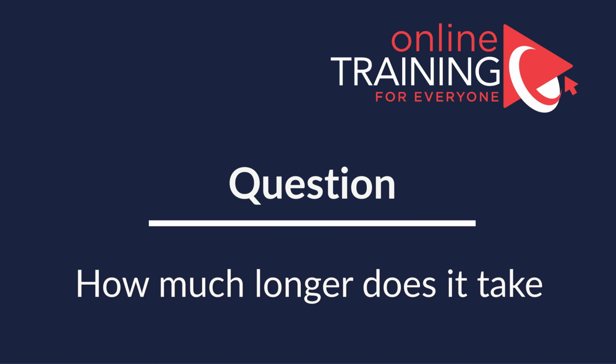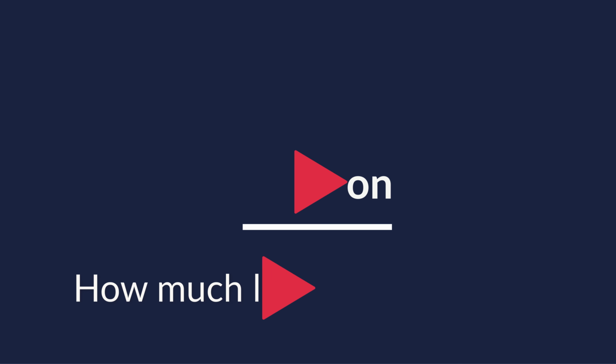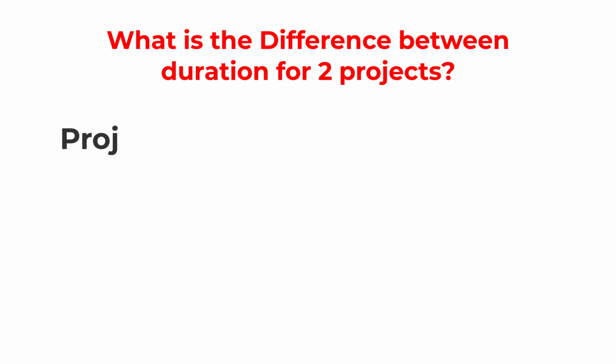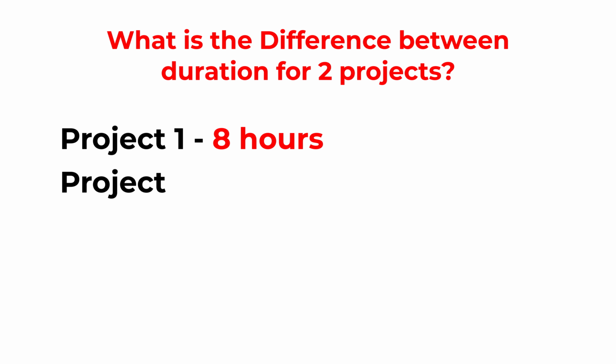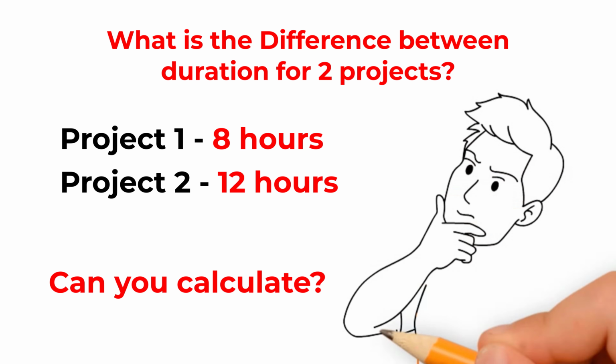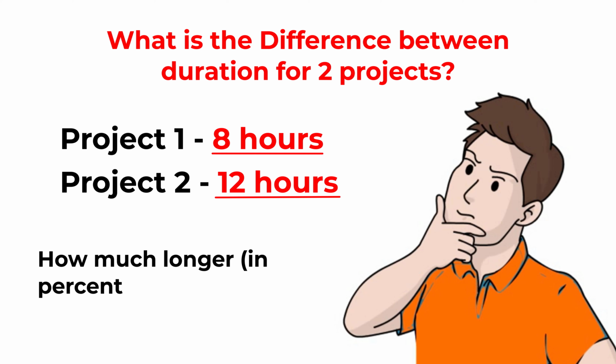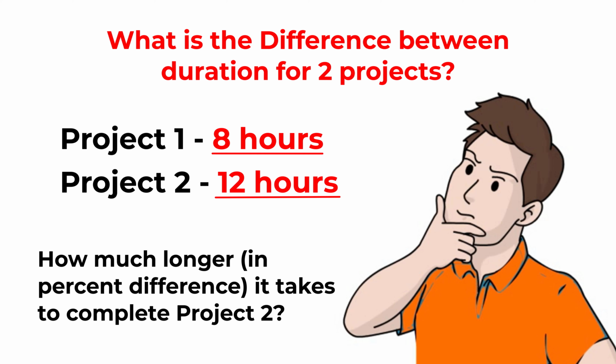Here is an interesting question which tests your understanding of percentage differences. You are presented with two projects, Project 1 and Project 2, and you need to calculate the difference between completion time for those two projects. It takes 8 hours to complete Project 1, and it takes 12 hours to complete Project 2. So, how much longer does it take to complete Project 2?